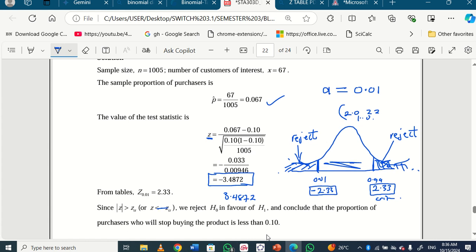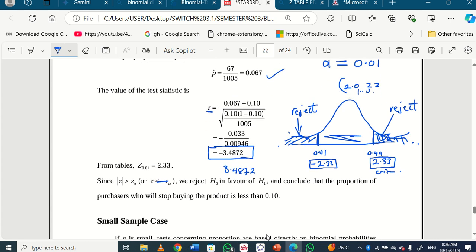So that is what they have explained here. If the absolute calculated z value is greater than the critical value, then we reject the null hypothesis in favor of H1, and then we conclude that the proportion of purchasers who will stop buying the product is less than 0.10. So that is for this one.